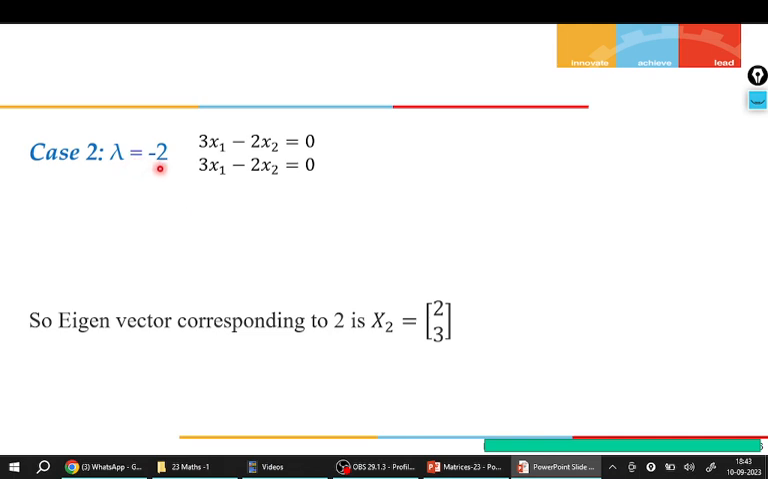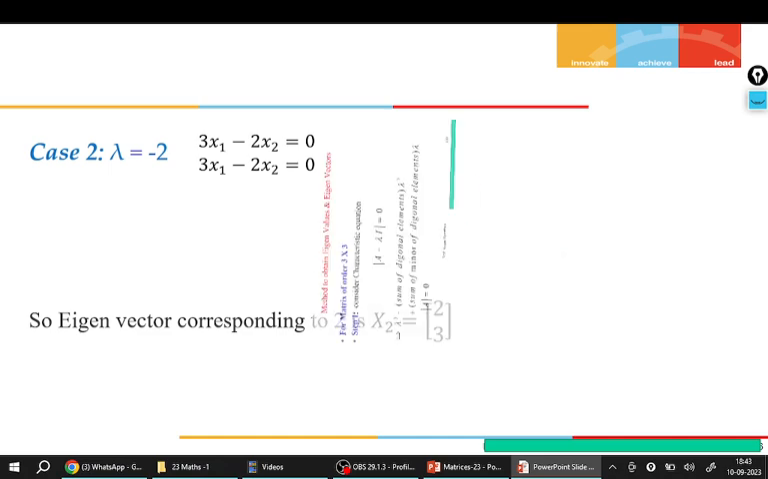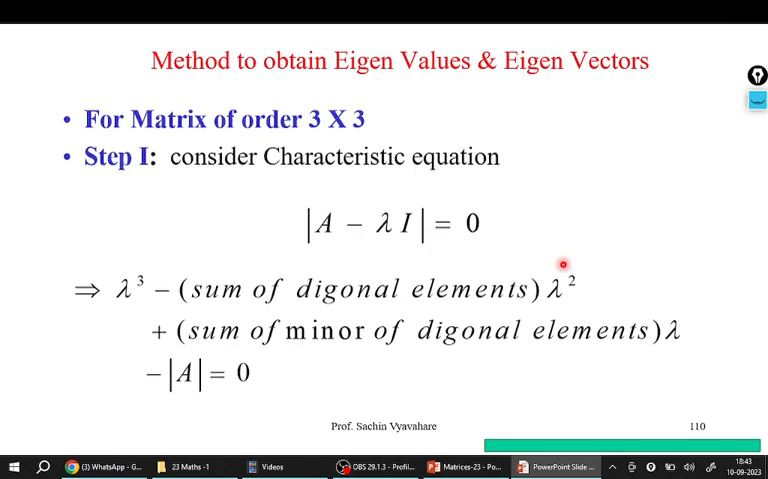Similarly, for case 2, when lambda is minus 2, we get (2, 3) as an eigenvector. So just put x2 equal to t, find x1, and then you can replace t by 3. You get the required answers there. Okay, choice is yours. So that's about the 2 by 2 matrix. Now we are moving to the next part, and the next part is the 3 by 3 matrix.